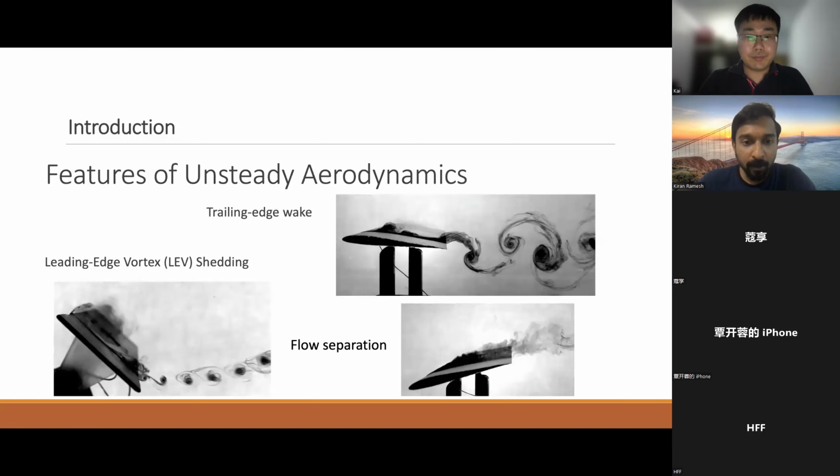And broadly, we see these dominant features in unsteady flows. So we see trailing edge wakes, which have these von Karman streets and other similar structures. We see flow separation, where the flow pinches off from the airfoil at some point on the airfoil surface, resulting in stalled flow. And we also see leading edge vortex shedding, where we have a vortex that results from a shear layer being formed at the leading edge of the wing.